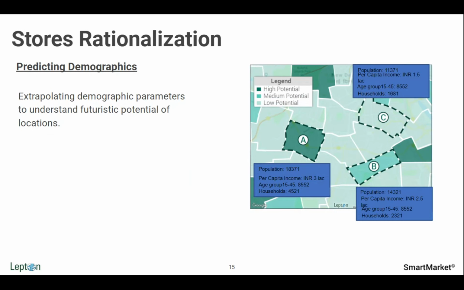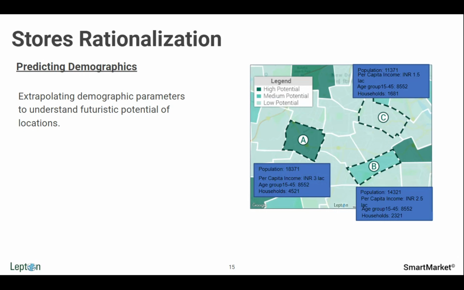So this was about understanding the parameters which are affecting my business decision of coming up with a new store in a certain location, or understanding, if I have a store in a certain location, what is the amount of business I'm getting.